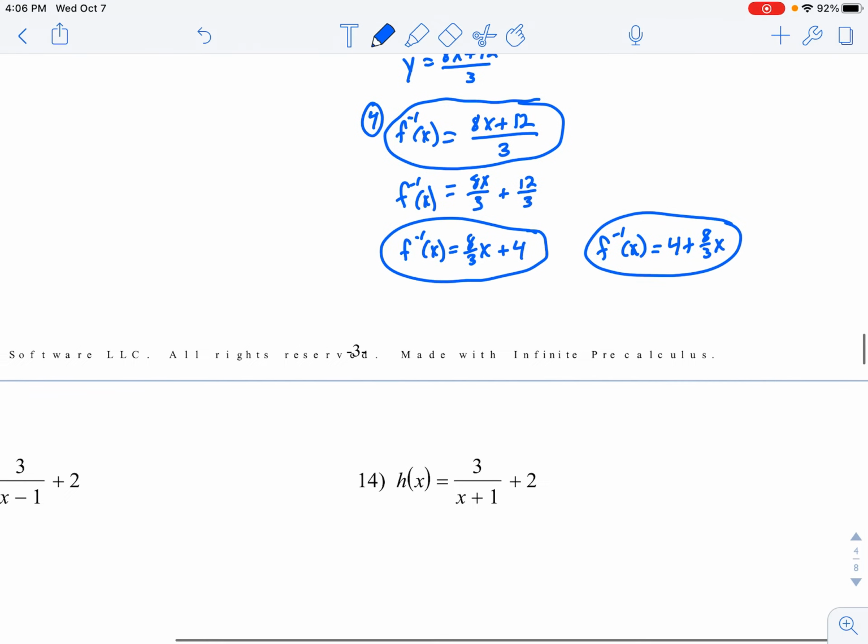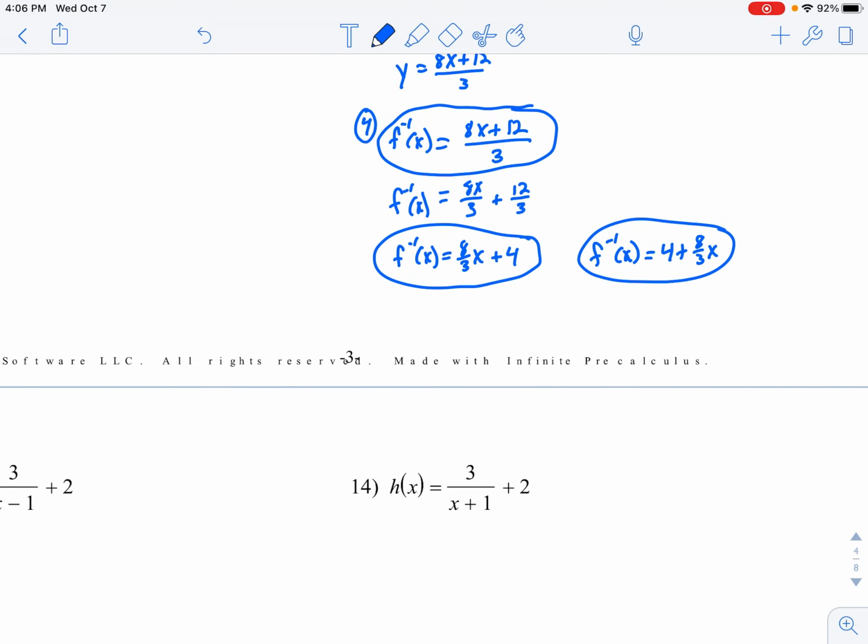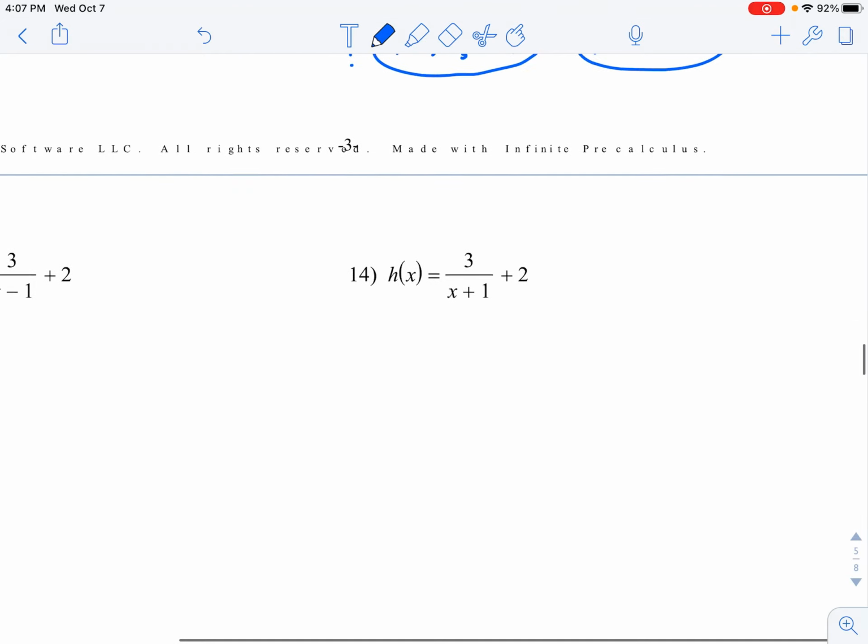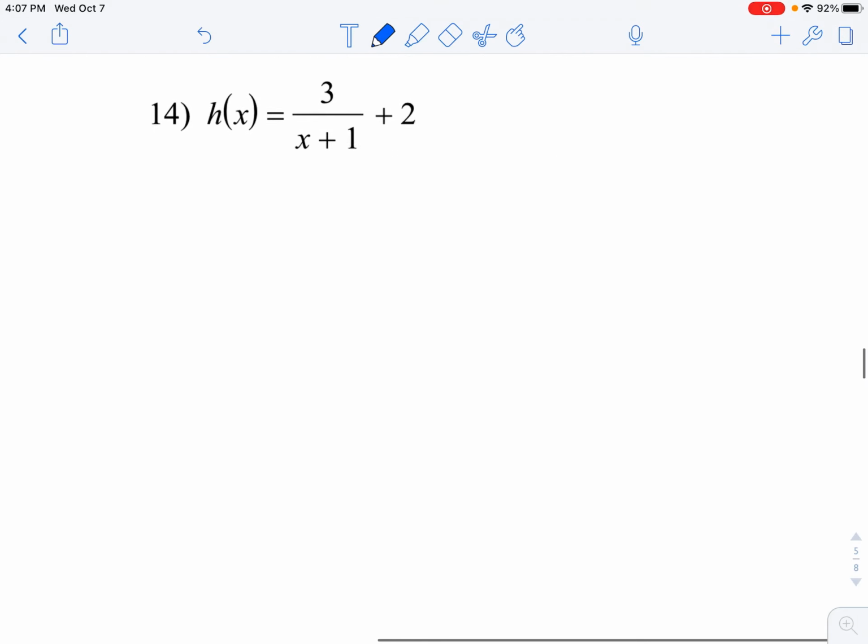Just so you know, our tests are multiple choice. If you leave your answer like this on a test, and that's not one of the choices, you're going to have to know that this choice is equivalent to that choice. So some of the work I've done here is important for you to follow along and understand. All right, let's look at number 14.